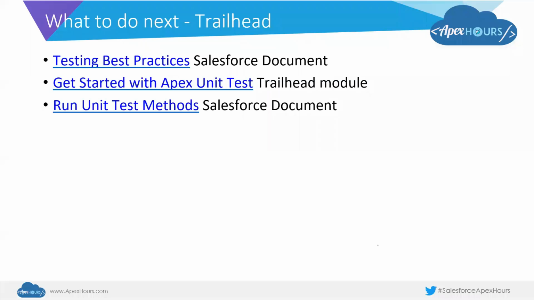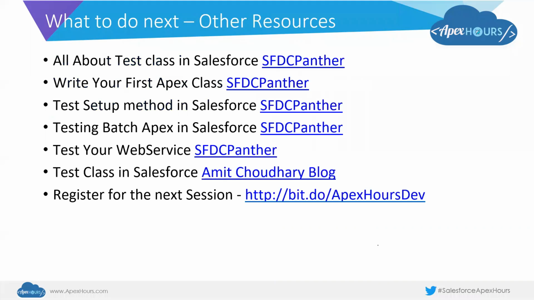And then we have got a Trailhead module that is Get Started with Apex Unit Test. And we have again got a Salesforce document that is Run Unit Test Methods. So in this document, you will get multiple methods for running the unit test as well. Please don't bother about that because those are the coding stuffs. And then these are some other resources that you might want to take a look at. Amit has got a very good blog on that, so you can also refer to that. Search for it as class in Salesforce. You can put this complete text inside your Google URL. You will find that URL.